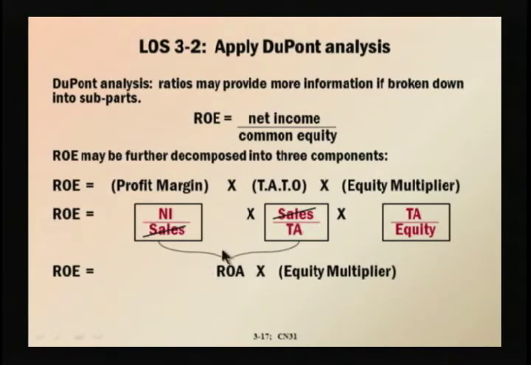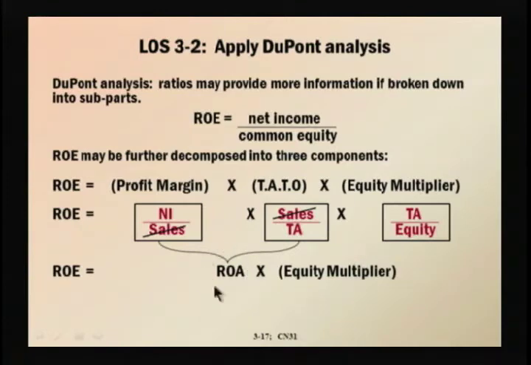If that ROA is then multiplied by this new ratio here, the equity multiplier, total assets over equity, cancel the total assets, that would produce ROE, net income over equity. So make the first cancellation here, and we get net income over total assets, which is ROA. If that's multiplied by this equity multiplier here, then we would get our return on equity definition. That allows us to see what this equity multiplier does.